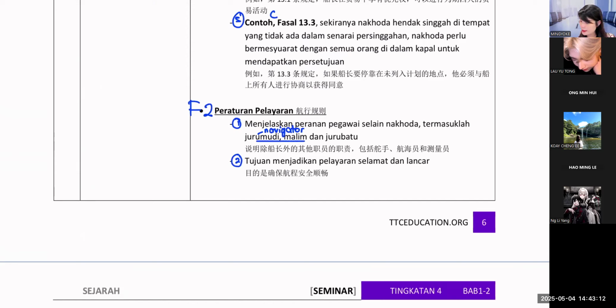Or jurubatu is the one that measures the depth of the sea so that they can throw the anchor in, or in case a rock suddenly appears. Yes. So it measures the depth of the sea.